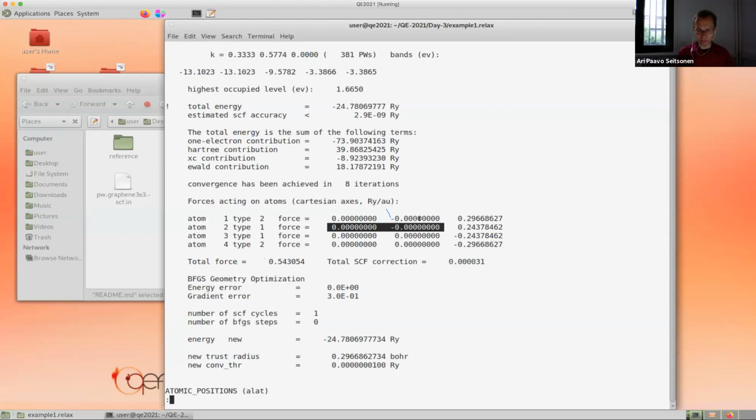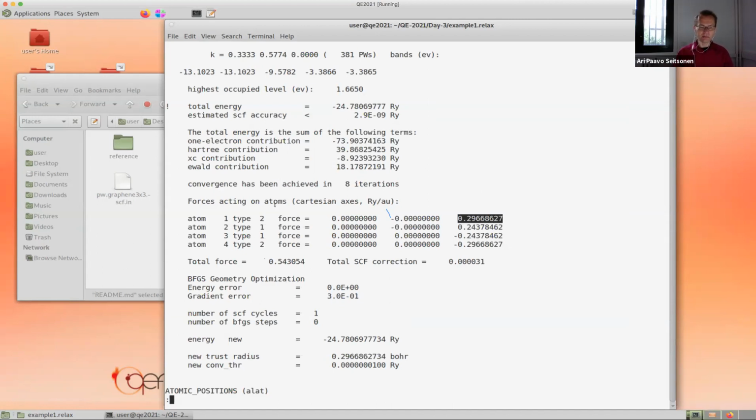But we have vertical forces, and in the Quantum ESPRESSO world, these are in Rydberg atomic units. So this would mean roughly that if you displace this atom vertically by one Bohr, or one atomic unit, then you would gain or lose 1 Rydberg, and that's quite a huge force. But of course, these initial forces depend on the initial geometry. If you start from something which is very close to the final geometry, the forces will be small.